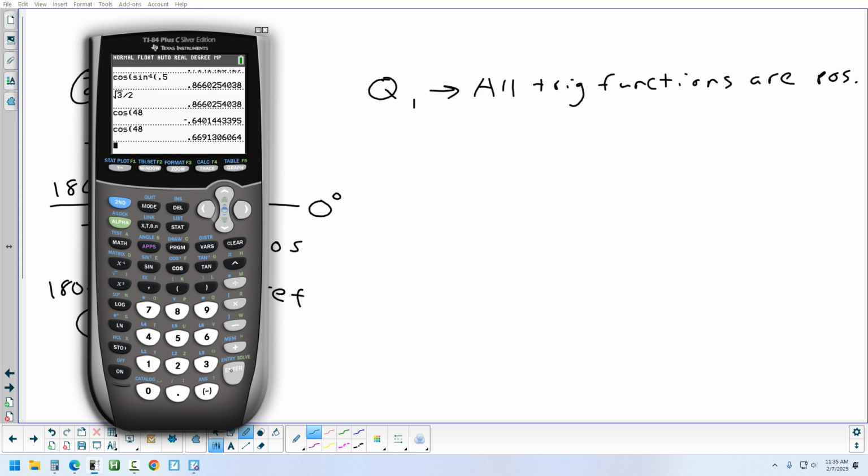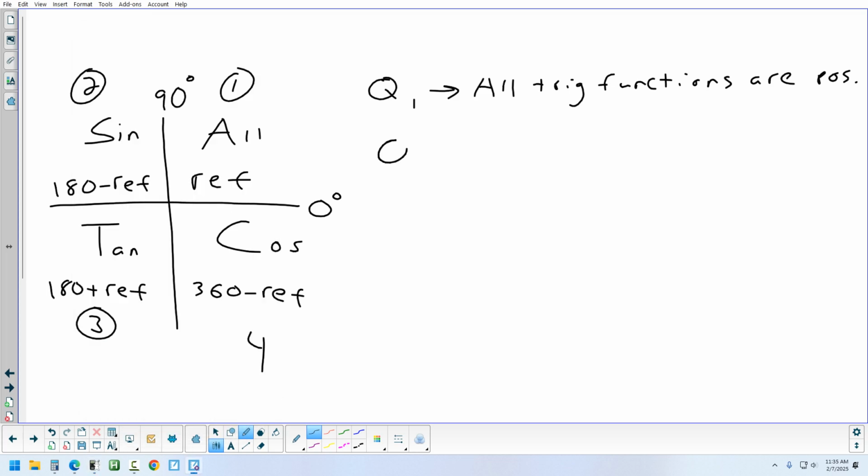Pick another angle, 31. Do the tangent of 31. That's a quadrant 1 angle, so it will come out positive. Sine of 84.9 comes out positive. Any angle in quadrant 1, all the trig functions are positive. Quadrant 2, there's only one trig function that comes out positive. Which one do you think that is? Sine. Only the sine is positive.